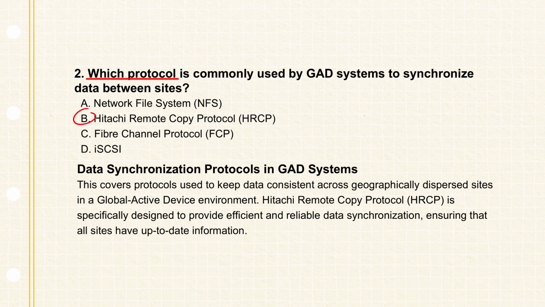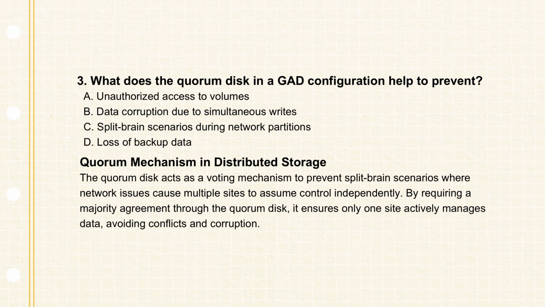Now, here's where, for me at least, it gets really interesting. The quorum disk in a GAD setup. Question 3 in the source asks what problem this disk is supposed to prevent. It sounds like a really critical piece, lurking behind the scenes. Oh, it absolutely is critical. And the source's explanation here is quite illuminating. It tells us the quorum disk is there specifically to prevent a split brain scenario.